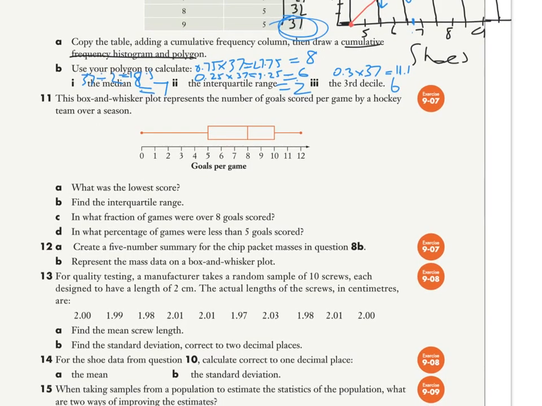Okay, the box and whisker. Now remember, box and whisker, this is the lower score, the lower quarter, the median, the upper quarter, and the high score. Okay, so the lower score is 0, the interquartile range, 10 minus 5, which is 5. What fraction of the games were over 8 goals? Over 8 goals, well that includes 25% and another 25, so we're talking about 50%, which is half. What percentage of games were less than 5? So we're talking about that, which is 25%.